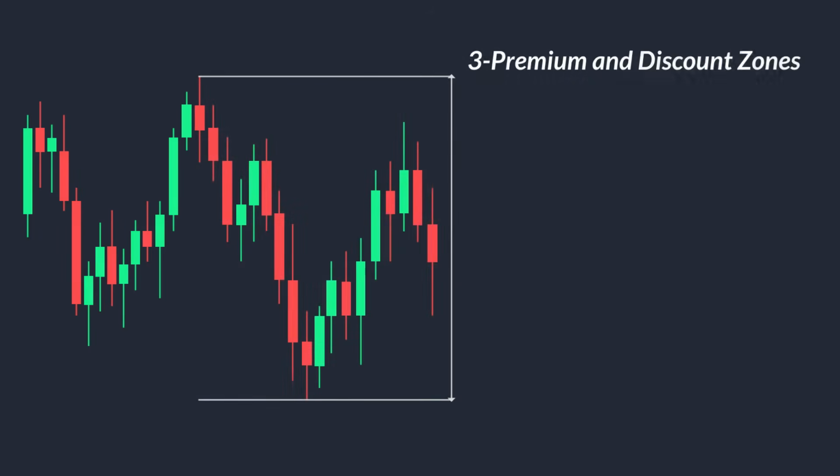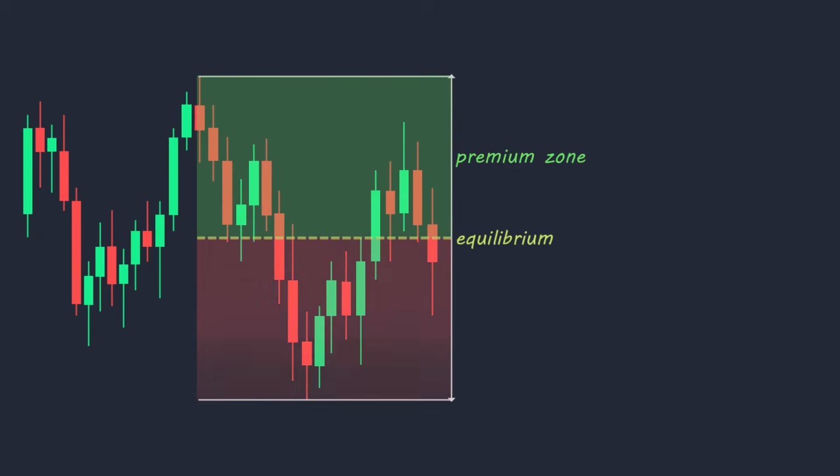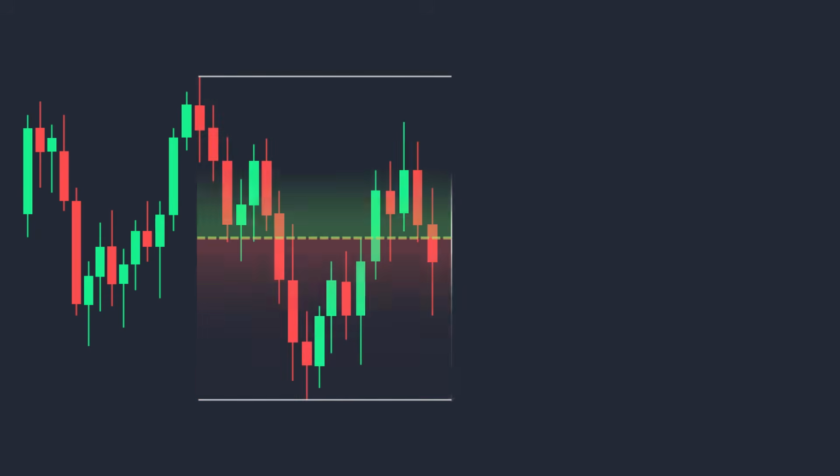The third concept is premium and discount zones. The range is divided in half by the equilibrium level. The area above this midpoint is the premium zone, a more favorable place to seek short positions, while the area below is the discount zone, offering better opportunities to seek long positions. The midpoint of a dealing range, also called equilibrium, is essentially the fair value of price within that range.